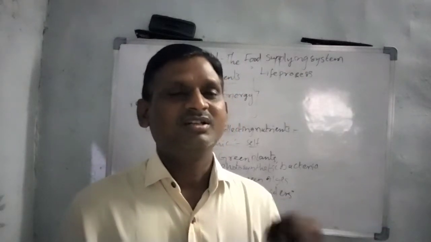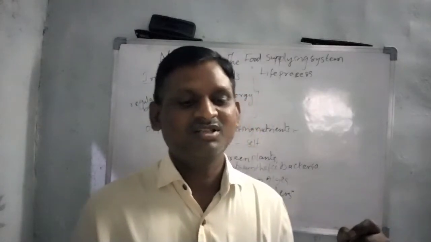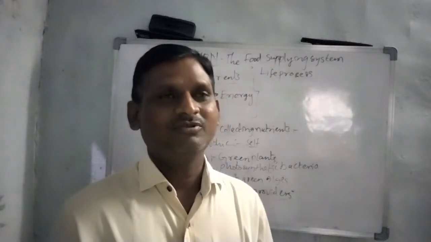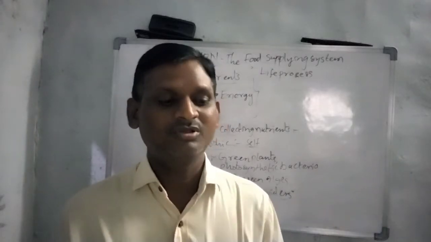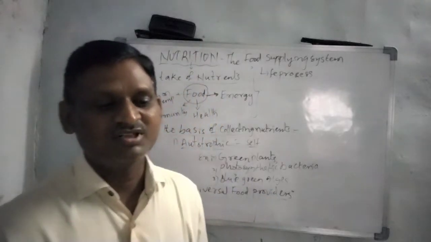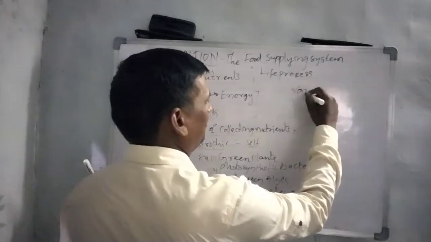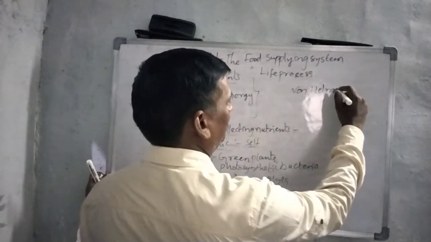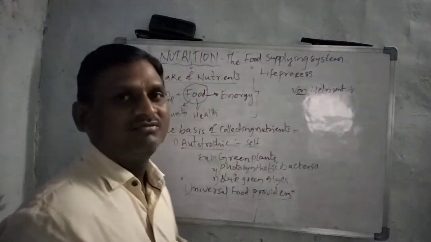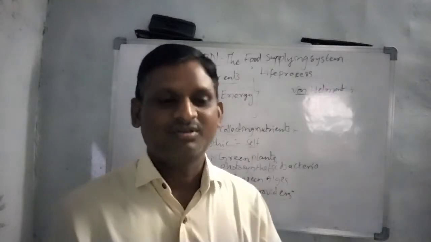Until the 17th century, this information was not known about the process of photosynthesis or about autotrophic nutrition. But in the 17th century, there was a scientist named van Helmont, who conducted some experiments on the photosynthesis process, or about nutrition.